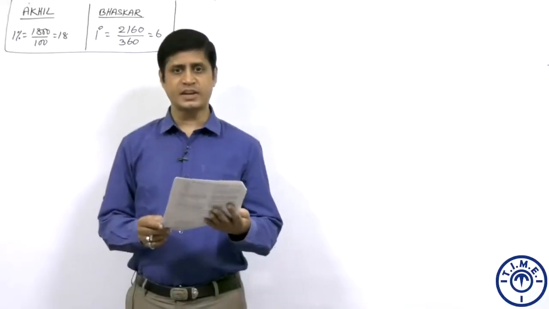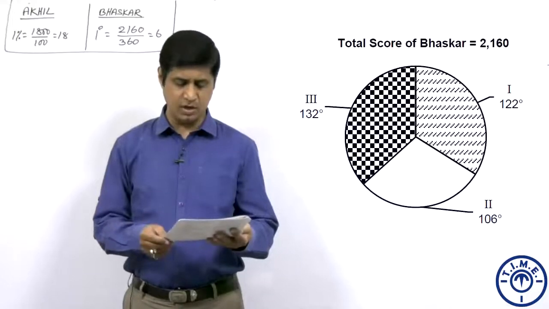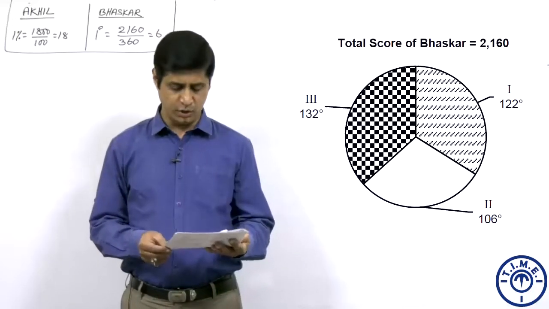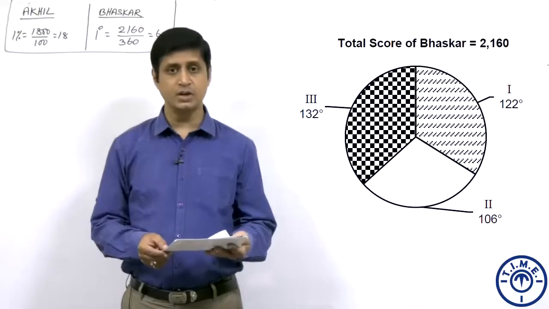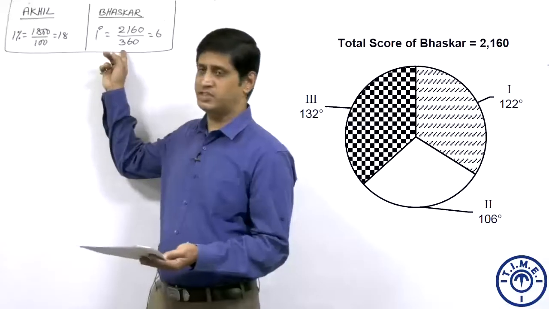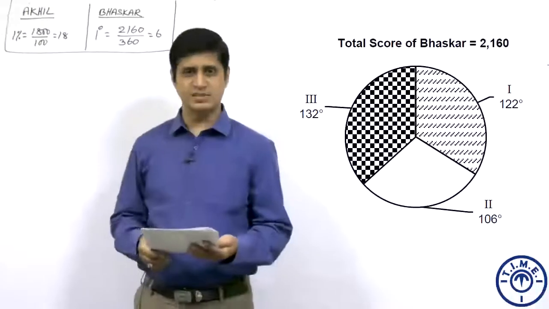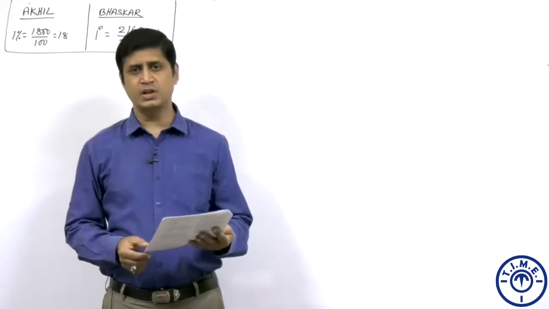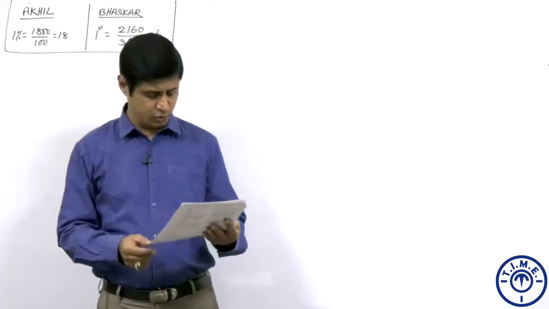Similarly, if you observe the second pie chart, the values given here are in degrees. The sum of all these degrees is 360. What is the total score of Bhaskar? 2160. Now 2160 when divided by 360, the result is 6. It means 1 degree value is 6. Based on this information, now look at the question.